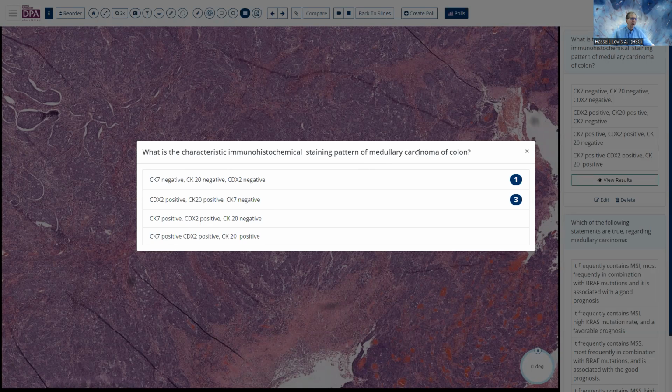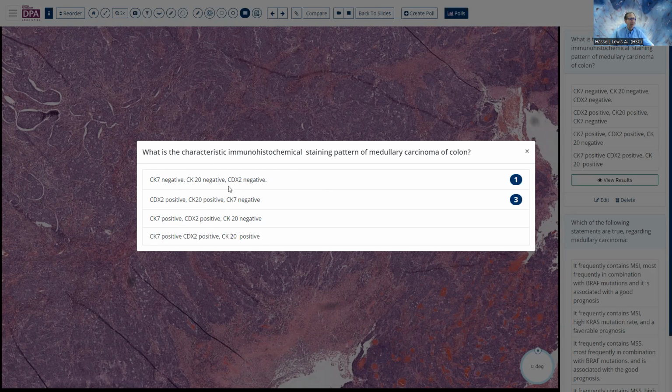Now, the kicker here is that immunohistochemical staining of medullary carcinoma of the colon is not typical for colon cancer. So you usually think of CDX2 positive, CK20 positive as being the marker for colonic primary tumors. That's not what you see with medullary carcinoma. In fact, those are usually negative. So here, negative, and CK7 positive. Oftentimes, you'll also have calretinin positivity as well.